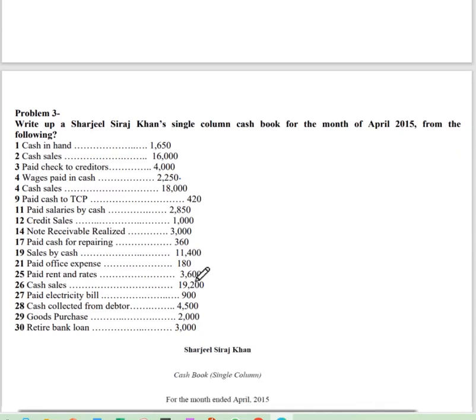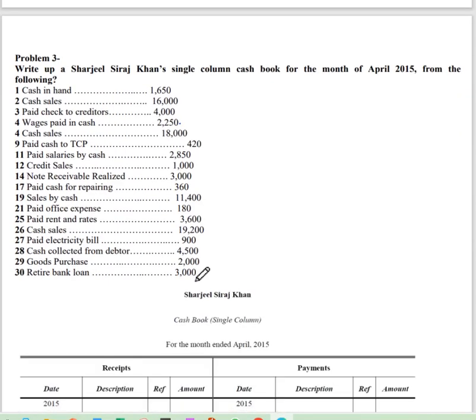Next, in problem 3, write up Sharjil Siraj Khan's single column cash book for the month of April 2015 from the following. Cash in hand. Like I have already said, this is a debit balance. We have to show it as balance brought down. Okay. Cash sales. We have sold the goods and received the cash, that is cash receipts, debit side of the cash book.